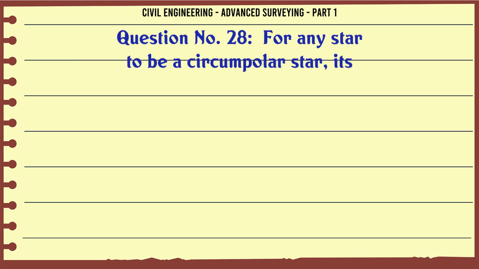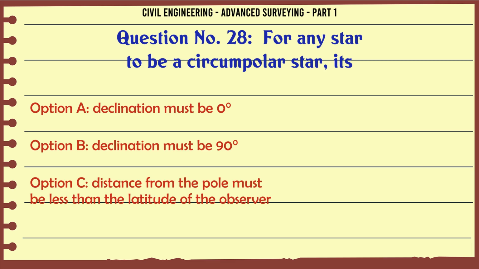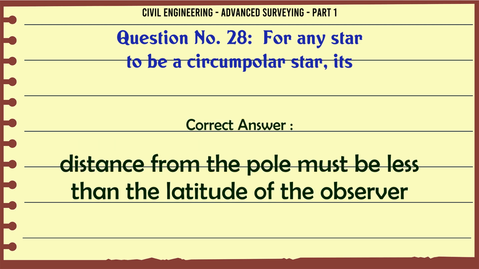For any star to be a circumpolar star, its A. declination must be 0 degrees, B. declination must be 90 degrees, C. distance from the pole must be less than the latitude of the observer, D. hour angle must be 180 degrees. The correct answer is distance from the pole must be less than the latitude of the observer.